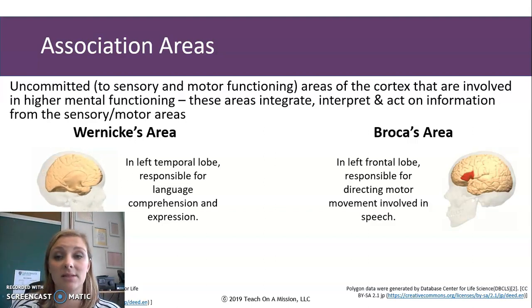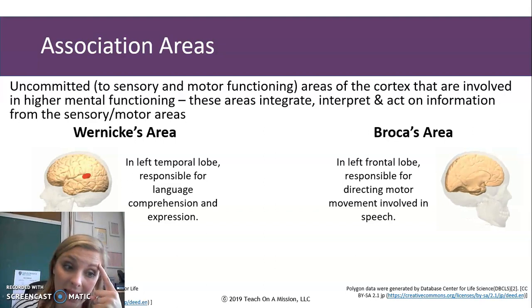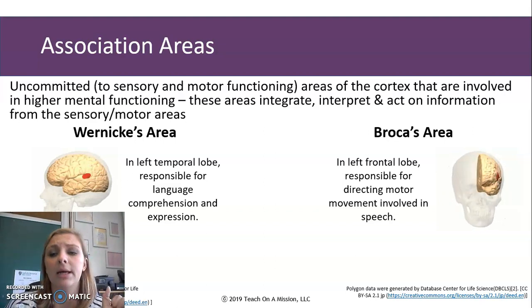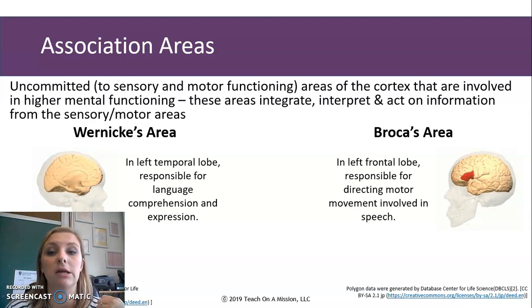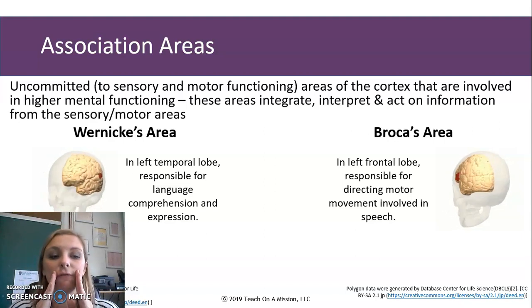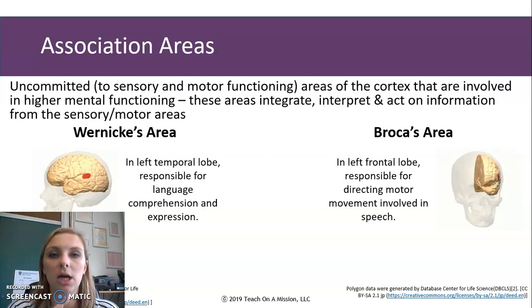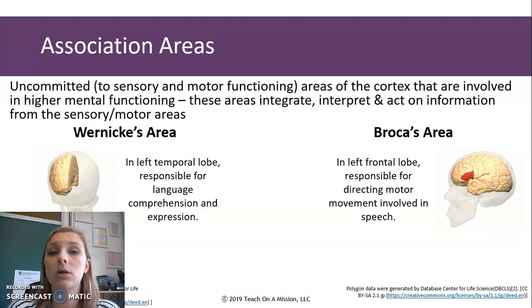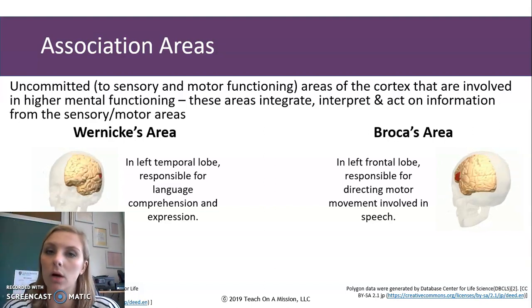And then the opposite side of that is Broca's area. Broca's area is in the left frontal lobe, and it's responsible for directing motor movement involved in speech. So it's actually forming words, okay? So Wernicke's area is understanding words. Broca's area is forming words.